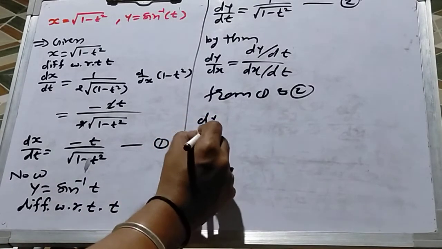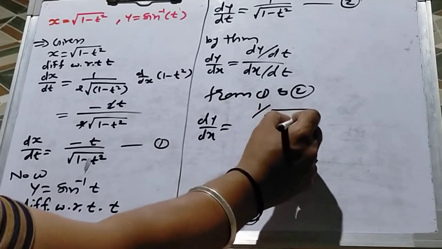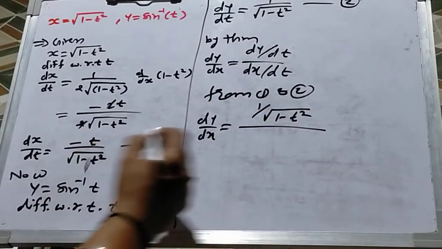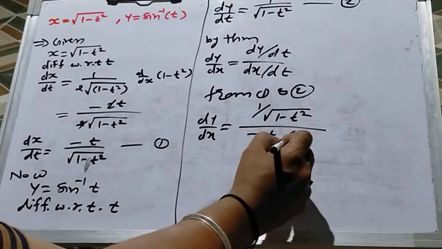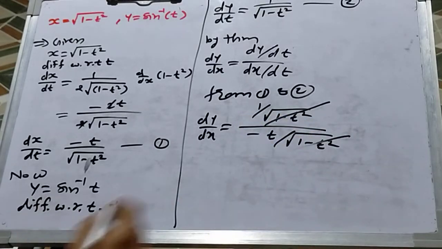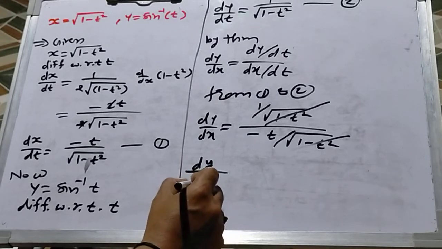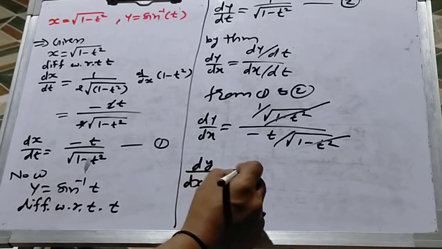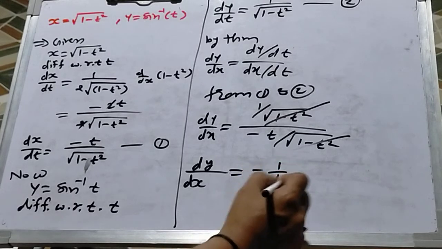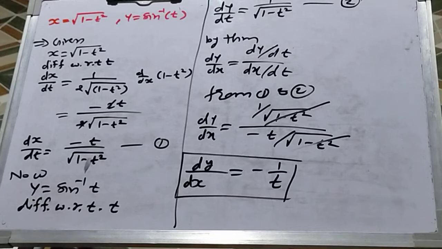So dy by dx is equal to dy by dt, meaning 1 divided by root of 1 minus t square, divided by dx by dt, meaning minus t divided by root of 1 minus t square. So here root of 1 minus t square gets cancelled. So dy by dx is equal to minus 1 divided by t, which is the required solution.